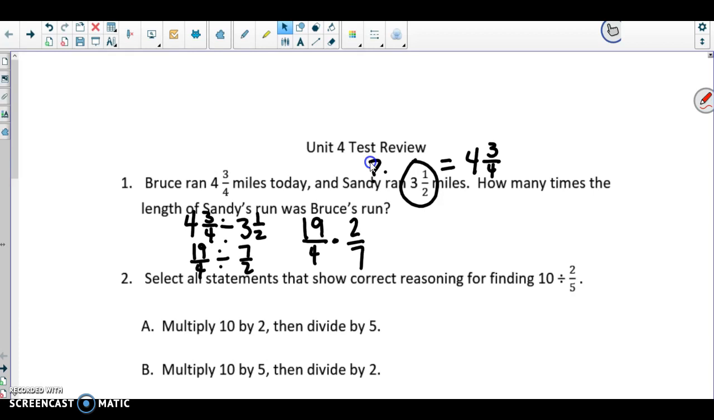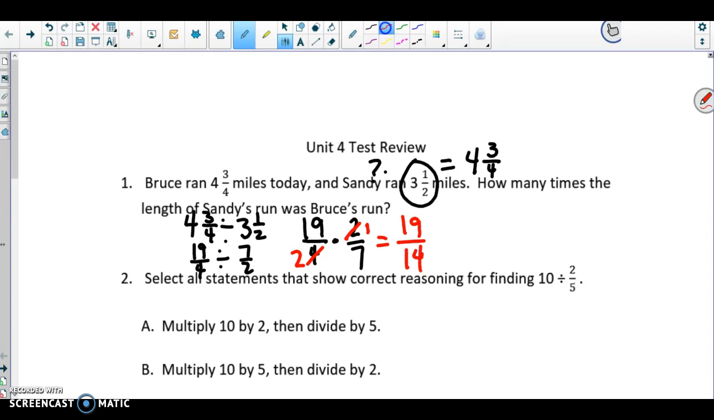And what I can see is I have some things that I could simplify ahead of time. 2 goes into both 2 and 4. 2 goes into 2 once and into 4 twice. 19 and 7, nothing will go in there. 19 and 2, nothing goes in there. So we would have 19, because 1 times 19, and 2 times 7 is 14.